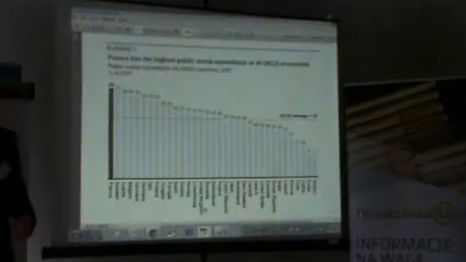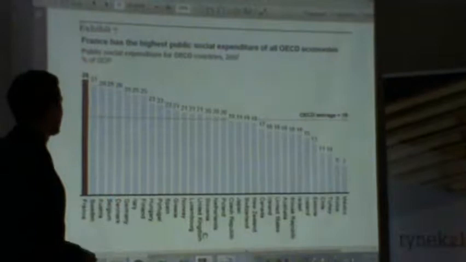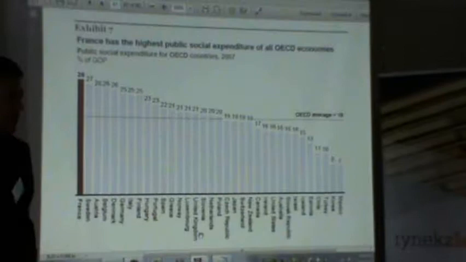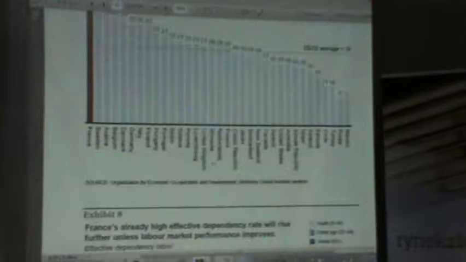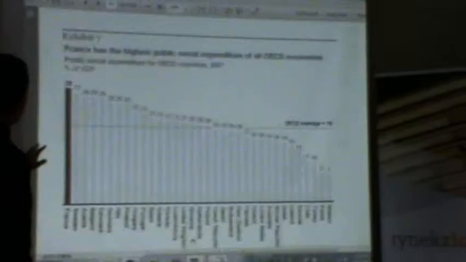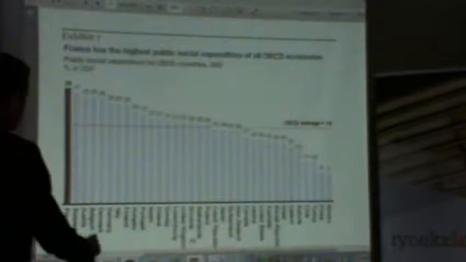Another thing that is quite important for the French labor market is that France has the highest public social expenditure of all OECD economies. Right? I forgot to footnote here, but this actually includes all the social benefits, including what you get when you get laid off, what you get when you get sick, help for mothers, for orphans, so the total public social expenditure.